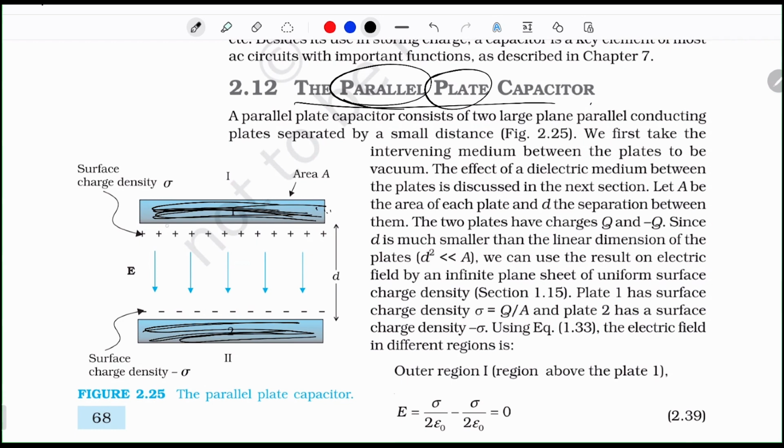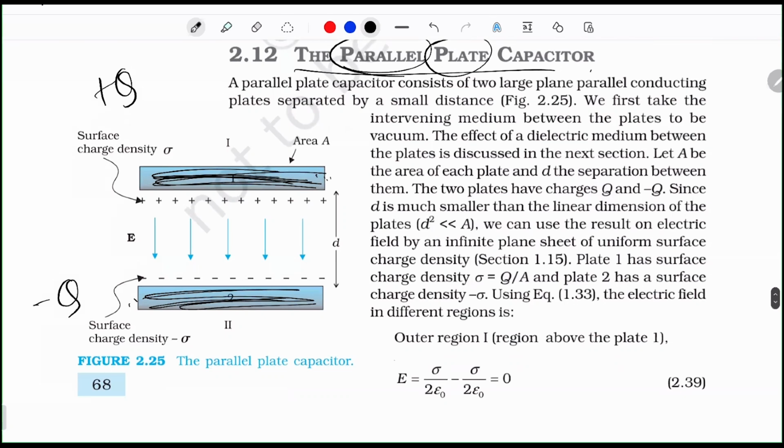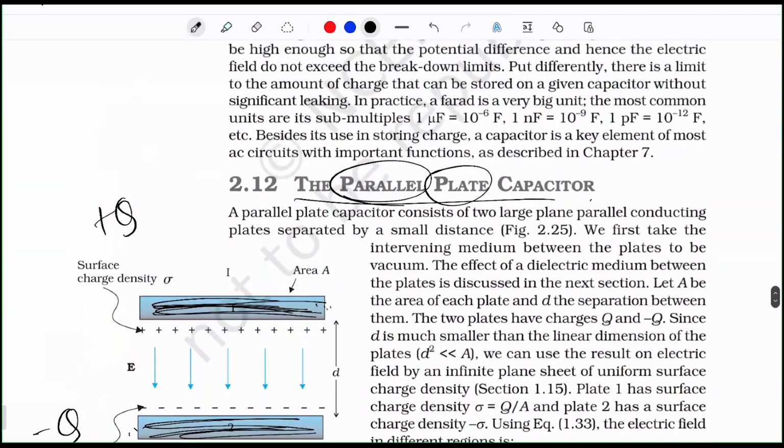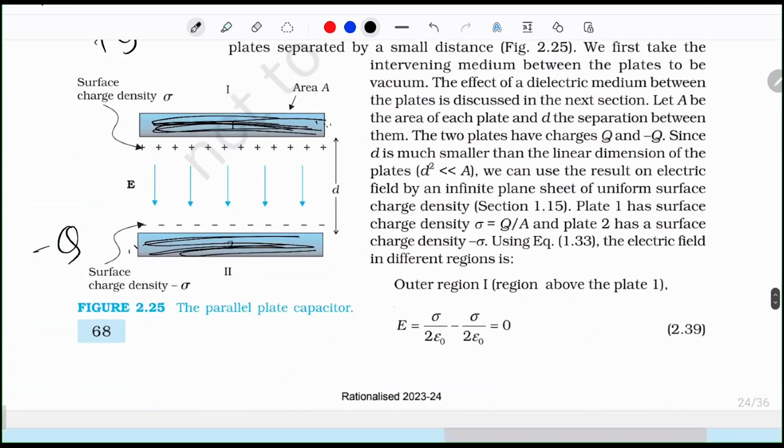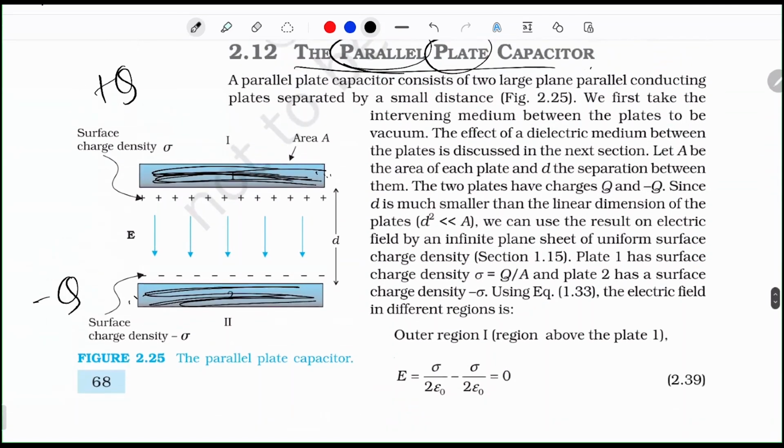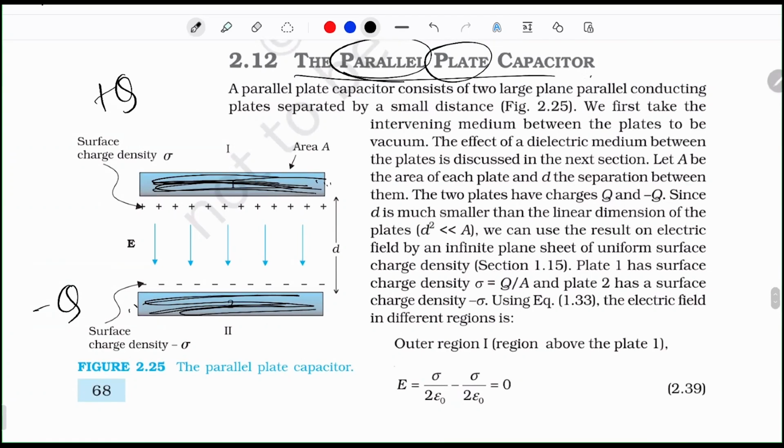This plate has been given a positive charge of +Q, and this plate has been given a negative charge of -Q. Right, I hope you remember how to construct a capacitor. It is basically two conductors. You give one conductor a charge of +Q, and the other conductor a charge of -Q. In this case, these two are parallel plates. So naturally, when you do that, these charges distribute themselves on the surface of the conductor, as you have seen in the properties of the conductors.